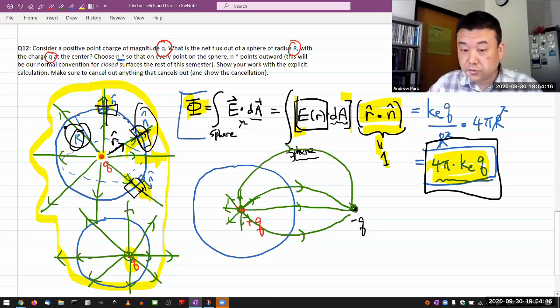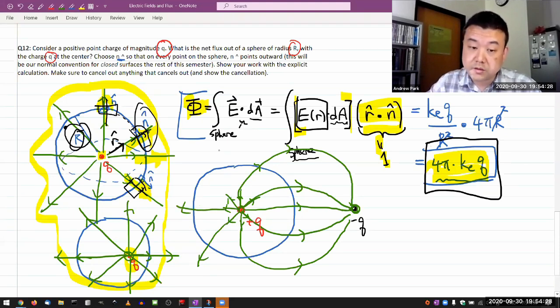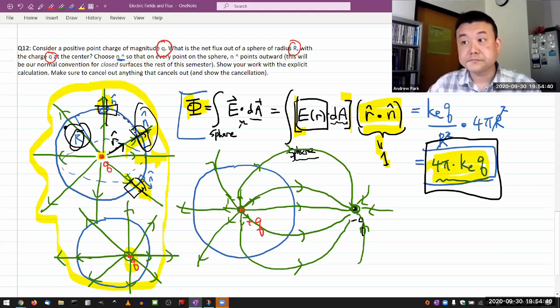But in order to land on this negative charge, they all have to go through the surface at some point, which means this negative charge being present there didn't change any of the flux through this surface, because the negative charge being out here didn't change the fact that all these 8 electric field lines have to go through the surface to get to that.